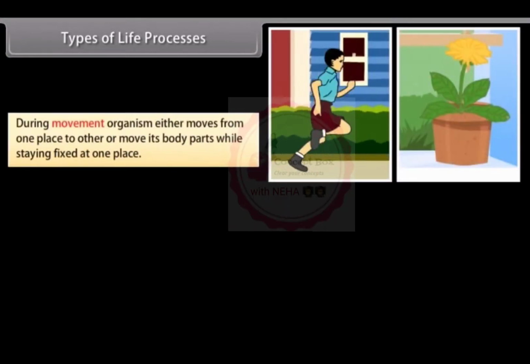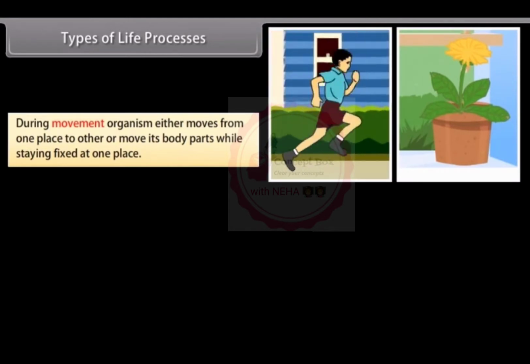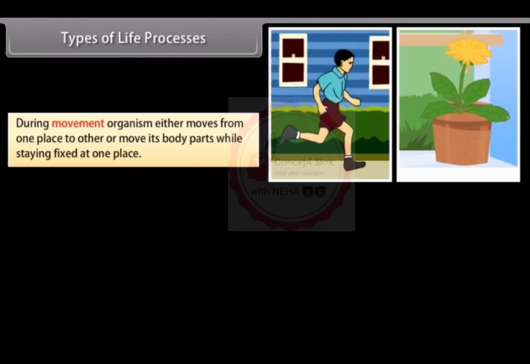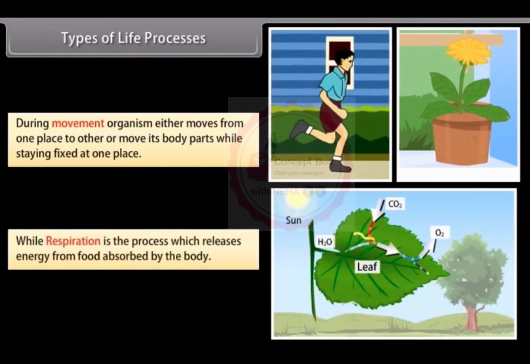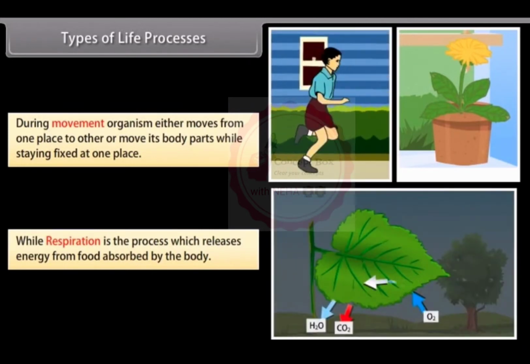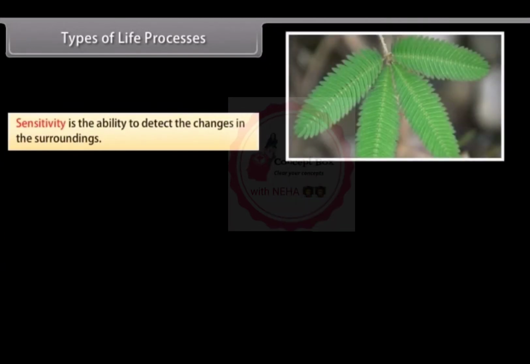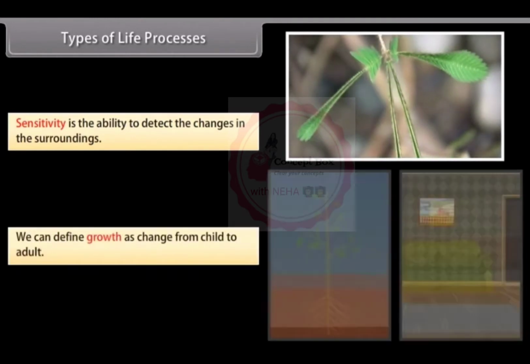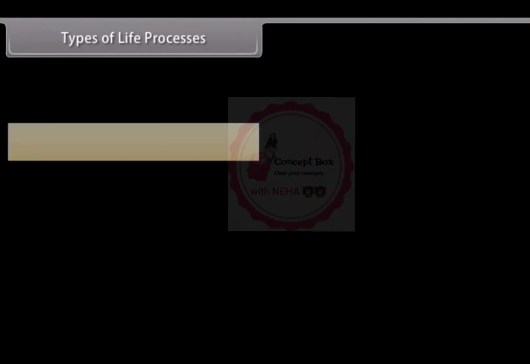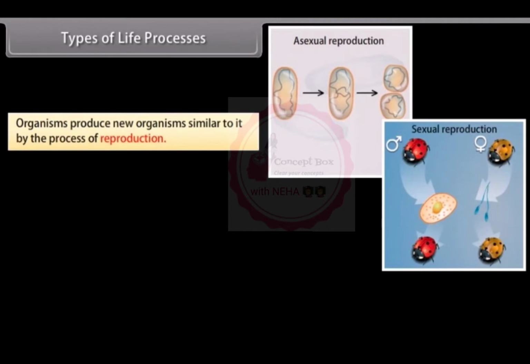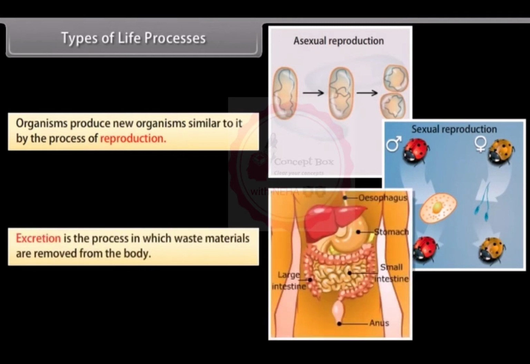During movement, an organism either moves from one place to another or moves its body parts while staying fixed at one place. Respiration is the process which releases energy from food absorbed by the body. Sensitivity is the ability to detect changes in the surroundings. We can define growth as change from child to adult. Organisms produce new organisms similar to themselves by the process of reproduction. Excretion is the process in which waste materials are removed from the body.